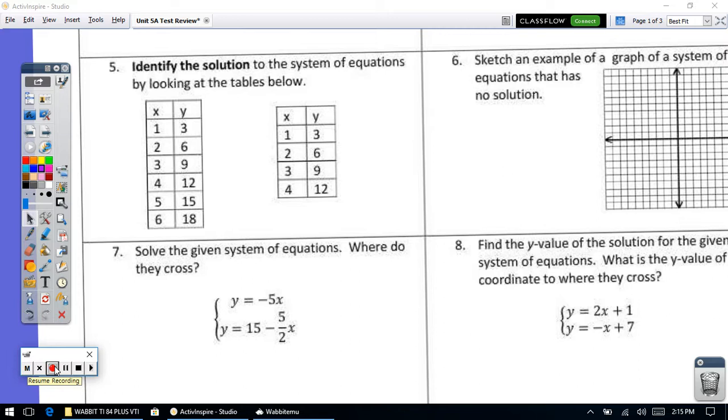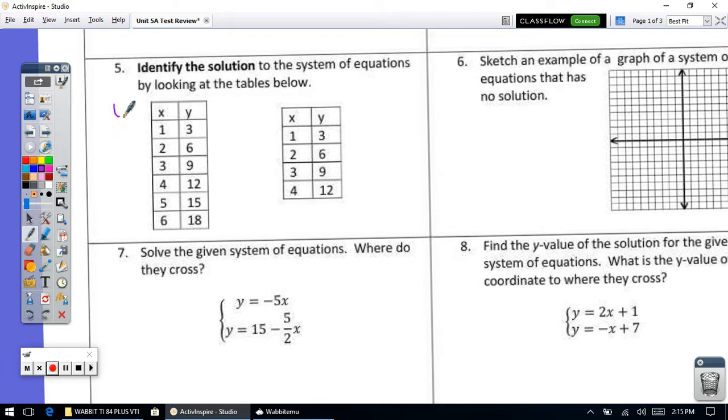5, identify the solution. So let's see if these two tables have a point in common. We could call this our y1 table, and this will be our y2 table. This one's interesting because if I look here, 1, 3 and 1, 3, they have that point in common. However, 2, 6 and 2, 6 they have in common. And they have 3, 9 and 3, 9, 4, 12 and 4, 12. In fact, these are the exact same equations. And if I have two lines that are exactly the same, they have an infinite number of solutions. So you could draw a little infinity sign and say an infinite number of solutions, or you could actually write that out.